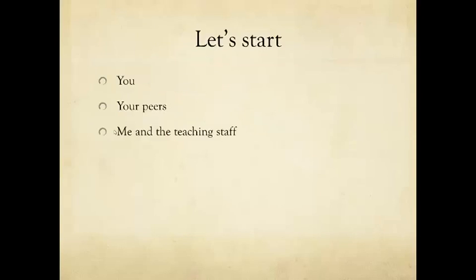So with you, with your peers, 38,000 of them out there, and me and my teaching staff here, we're going to get started on this exciting journey, get started to formulate and answer these 20 questions, and we're going to get started to understand these networks that our lives depend on today.